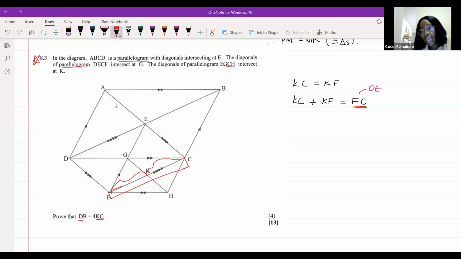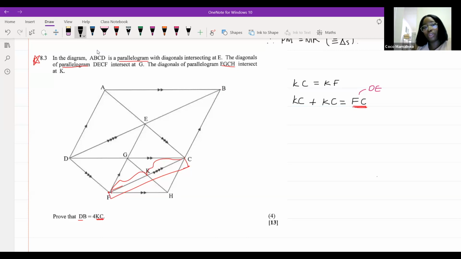So I'm going to take KF, and instead of writing KF, my sweetie, I'm going to write KC. Are you okay with me doing that? Yes, ma'am. Good. So I'm going to replace KF with KC, right? So what is KC plus KC? If I add the two KCs together, it's going to give me? It's going to give you FC. Yes. It's going to give you DE, ma'am.